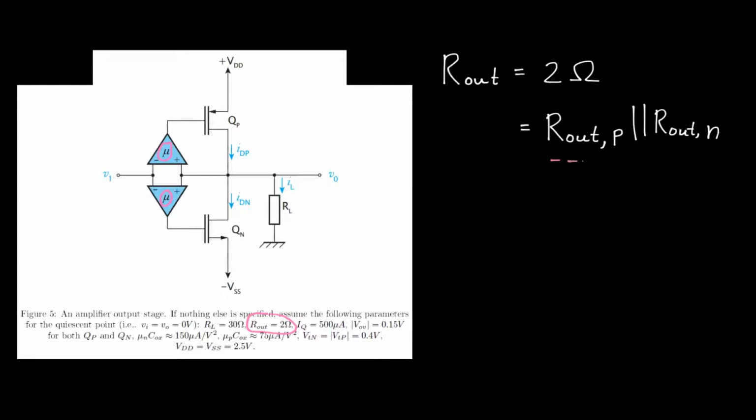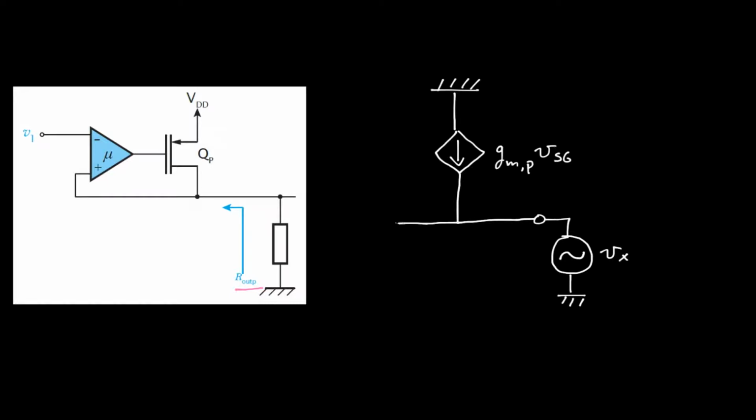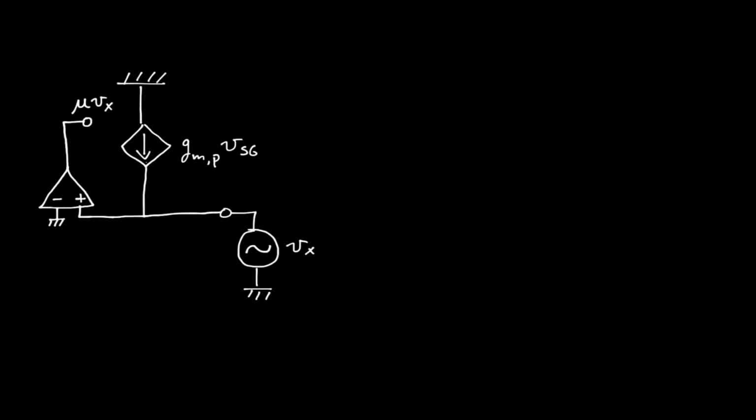But how would we compute these output resistances? We can compute the output resistance of this P branch by only looking at the upper half of the circuit. We can now create a small signal equivalent circuit of this subcircuit. This is what the small signal equivalent circuit would look like. The transistor has been replaced by this voltage controlled current source, and we have omitted a parallel resistance to this because we haven't been given any parameters regarding the channel length modulation. So we assume that the channel length modulation can be neglected in this circuit.